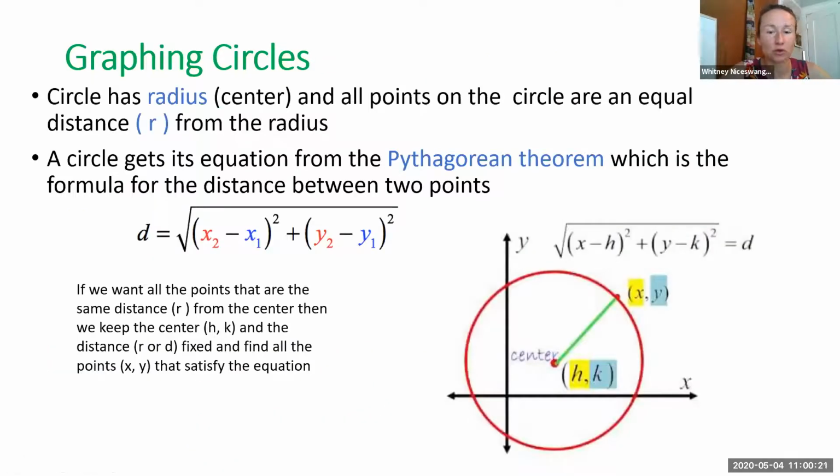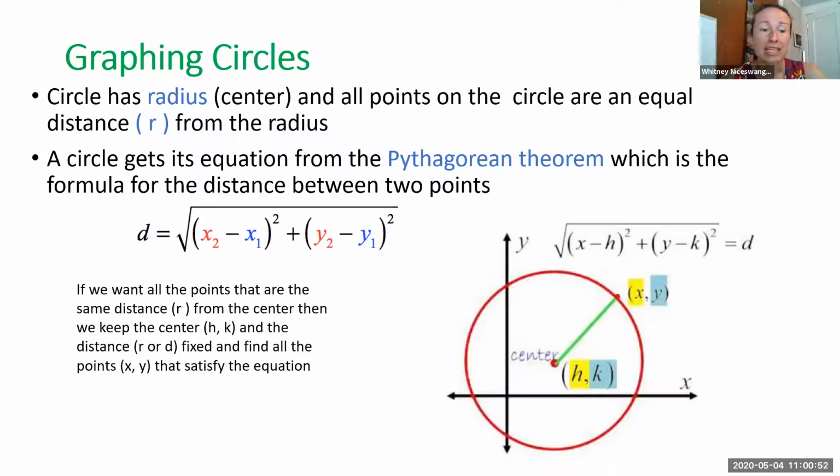Okay, graphing circles. So a circle has a radius, which is this at the center of it. And all the points on the circle are an equal distance from this center. That distance we sometimes call D, or a lot of times we call R for the radius, okay? So that's kind of what defines a circle, is all points on a circle are equidistant from a single point at the center of the circle.